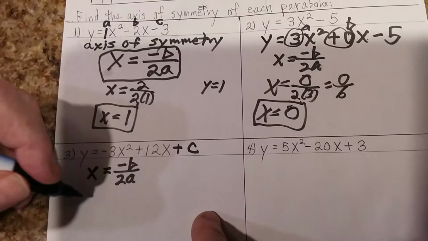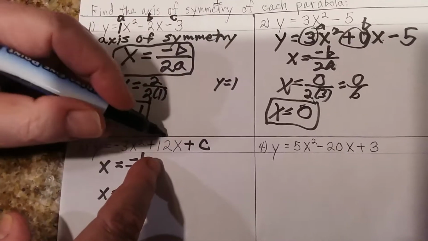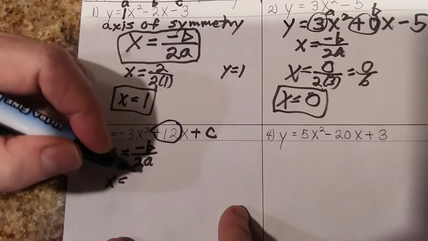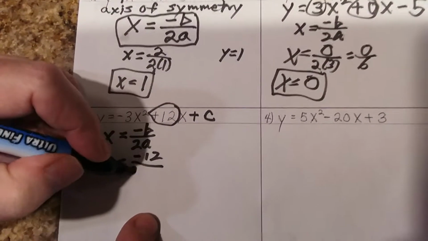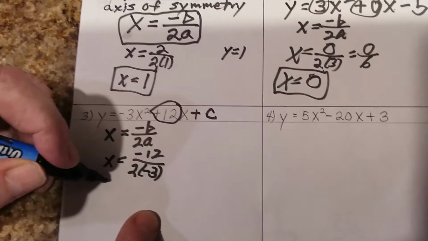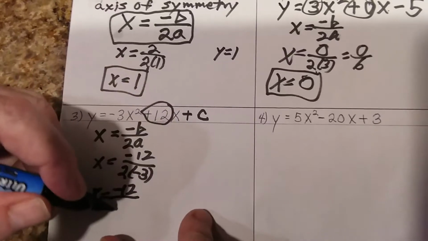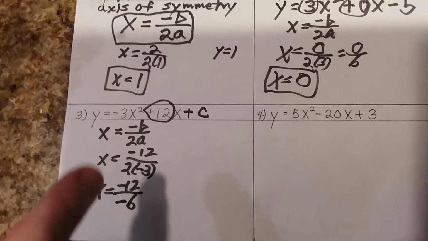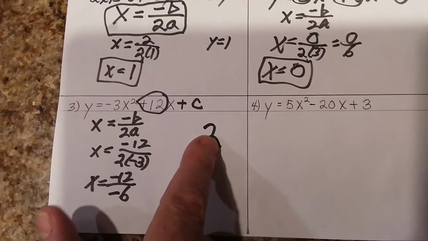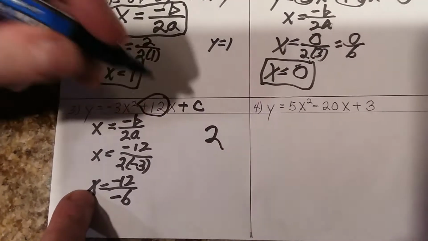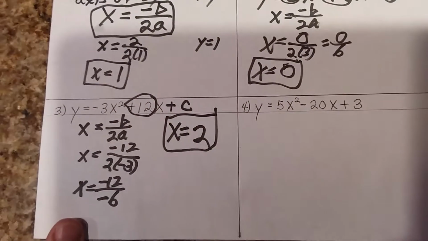So in this case, we go x equals minus b. That means go to the b number, which is right here. Change the sign. You get minus 12. The bottom is 2 times a, so it's 2 times negative 3. And now we simplify. We get negative 12. 2 times negative 3 is negative 6. And negative 12 divided by negative 6 is 2. Okay, now remember, that's not the answer. It has to be an equation. So it's x equals 2. And that's your axis of symmetry.